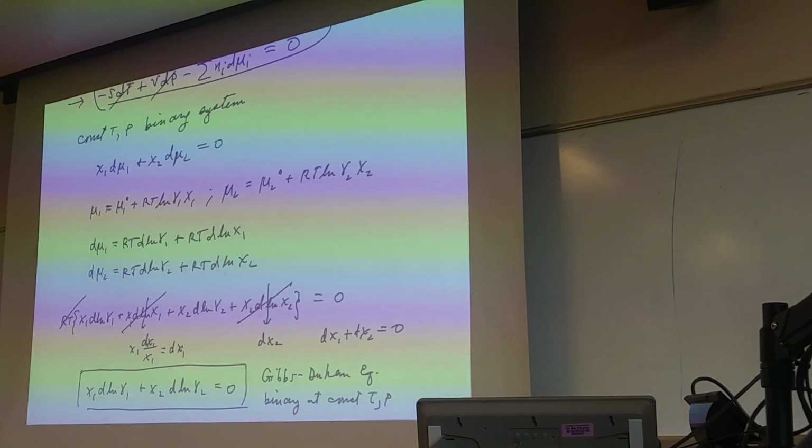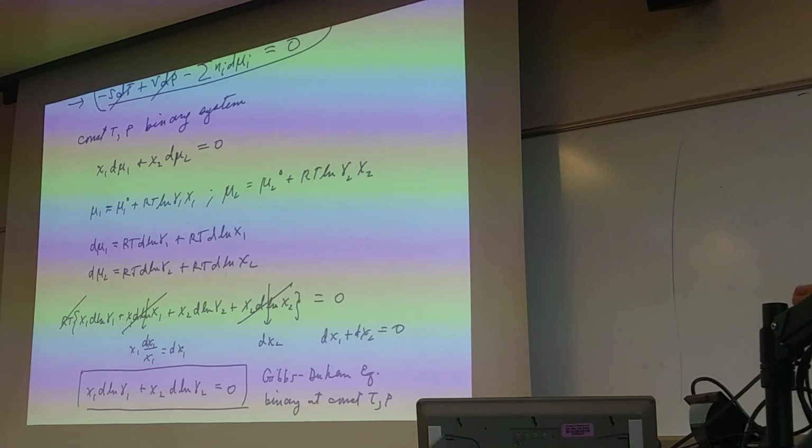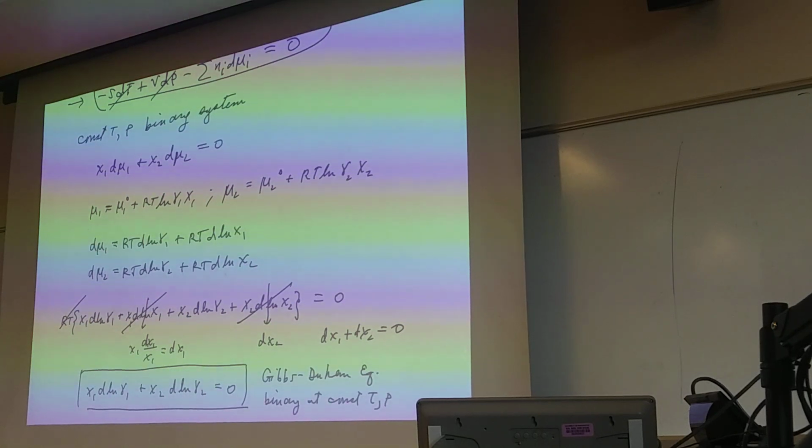But the more important use for the Gibbs-Duhem equation is that if we have knowledge of one of the activity coefficients as a function of composition, we can derive the other one. And that's the first thing I'm going to show tomorrow, about how we can do that.